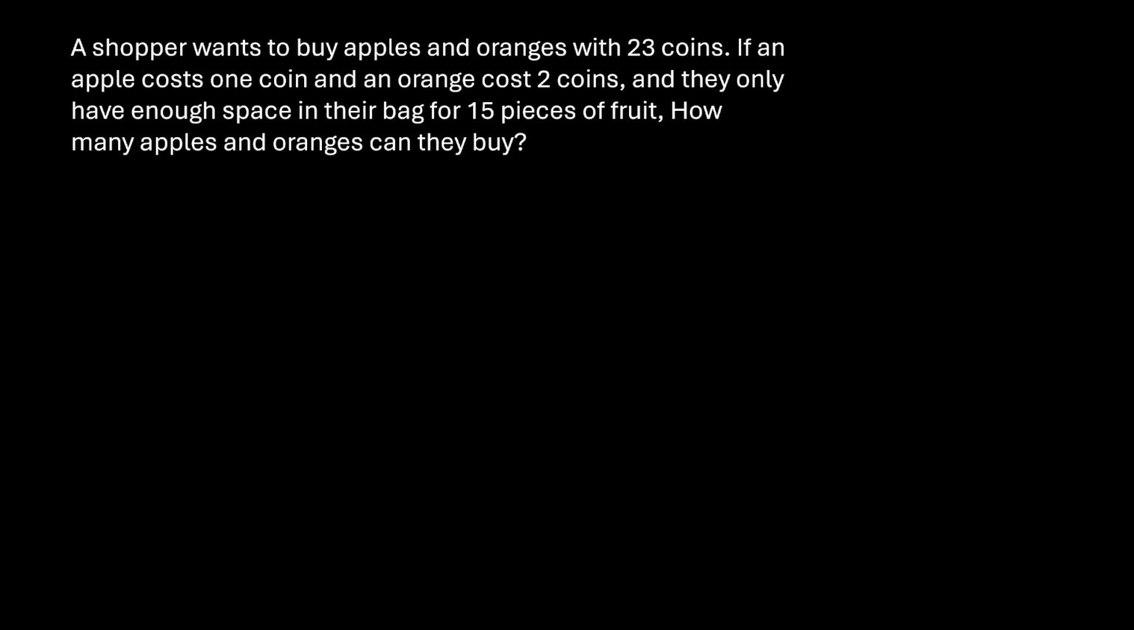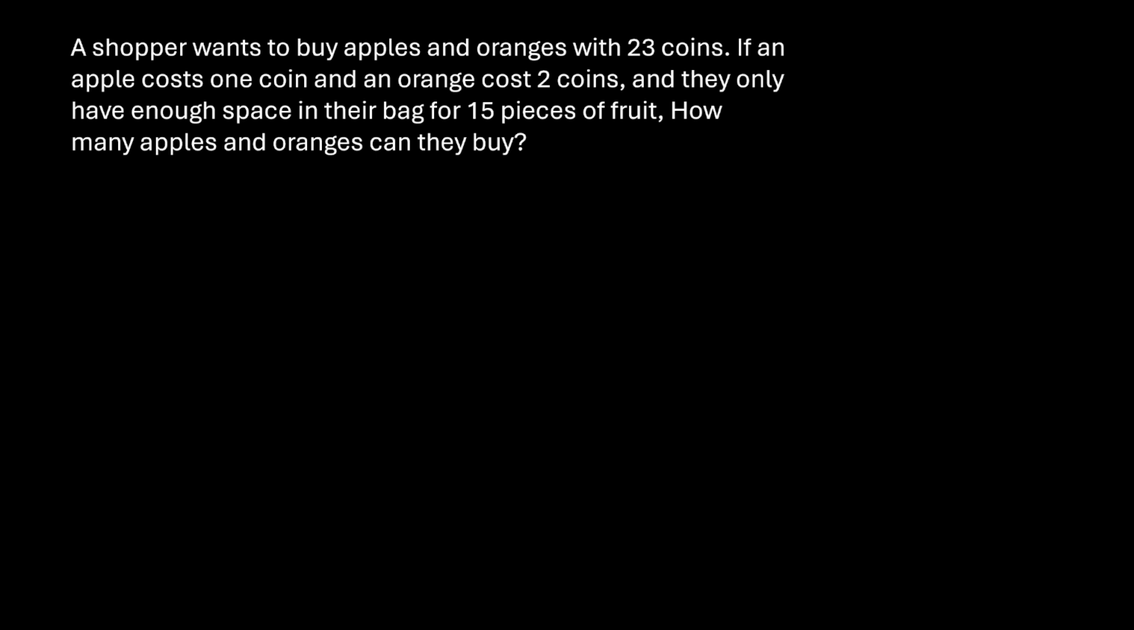For this problem here, a shopper wants to buy apples and oranges with 23 coins. If an apple costs 1 coin and an orange costs 2 coins, and they only have enough space in their bag for 15 pieces of fruit, how many apples and oranges can they even buy? So here is the idea of a system of equations to figure out how many apples you can buy and how many oranges you can buy with 2 different constraints or 2 different equations.